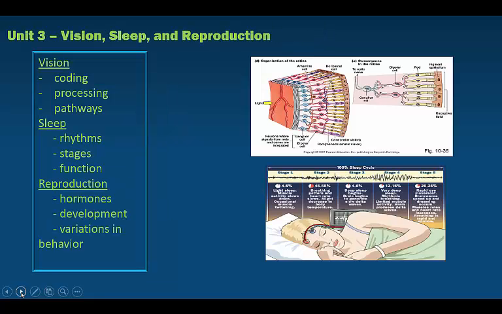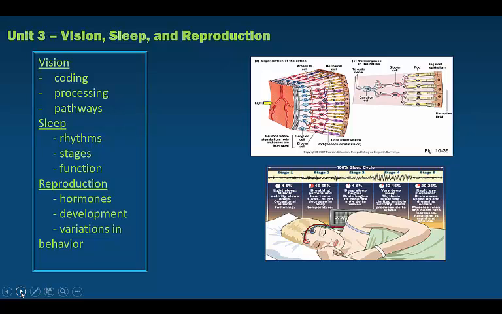In Unit 3, we will cover 3 broad topics: the visual system, sleep, and reproduction. In each case, we will study what is known about the way in which neural systems mediate each of these complex functions. For example, how does the brain convert light energy into a language that can be understood by neurons?